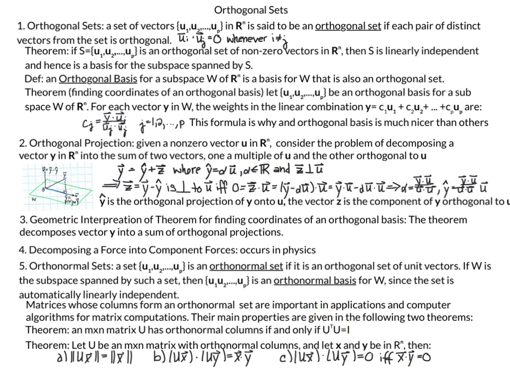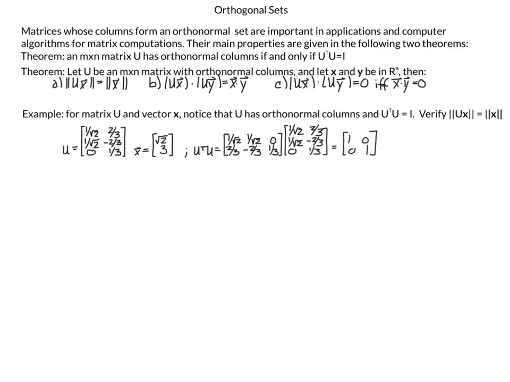We can check this. The second theorem: let U be an m by n matrix with orthonormal columns, and let x and y be vectors in Rn. Then, first, the length of Ux is equal to the length of x. That's kind of nice. And Ux dot Uy is equal to x dot y. And then Ux dot Uy is equal to 0 if and only if x dot y is equal to 0.